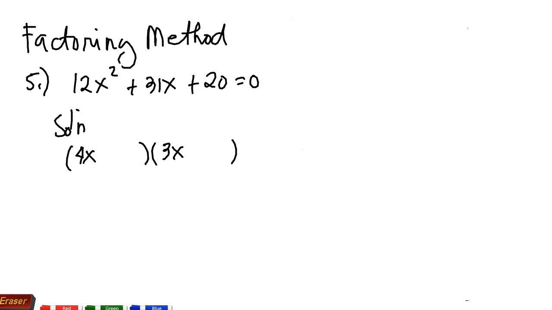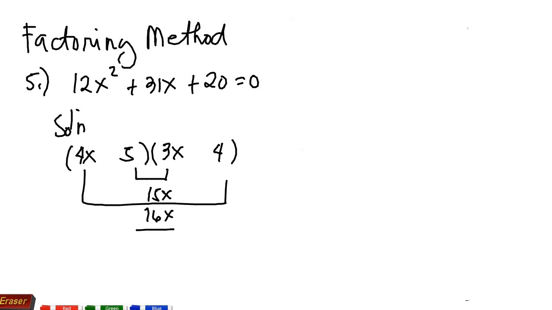And the factors now of your 20: you have 20 times 1, 10 times 2, and 4 times 5. So let's try 5 times 4. Let's check. This will become 15x, and this will become 16x. So that will give us 31x as our middle term. So take note, 31 is positive, so 15 is positive, and 16 is also positive. So that will give us positive 31x. So the factors now are 4x plus 5 times 3x plus 4.